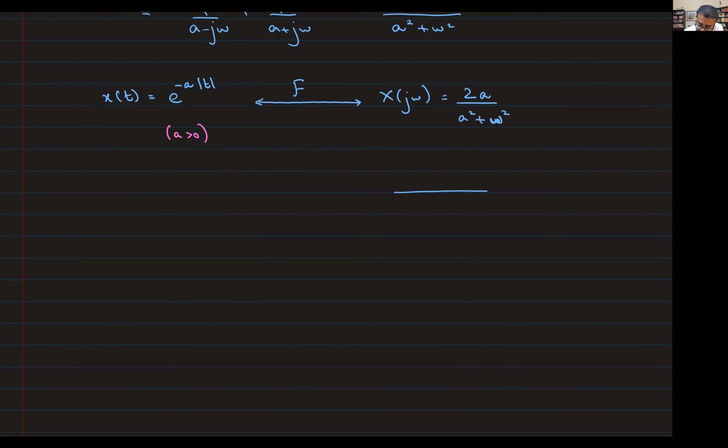So this is omega, right? Because now omega is the independent variable as far as the function x of j omega is concerned. This is x of j omega, and the function will look something like this. Right, so it will decay as omega increases. And this value here is going to be 2 divided by a.